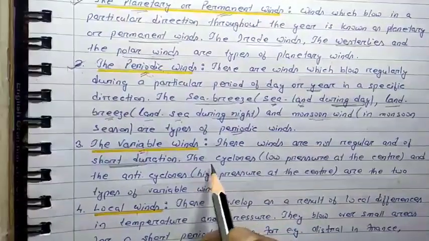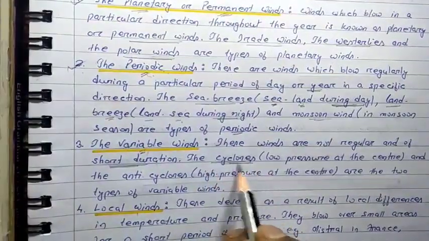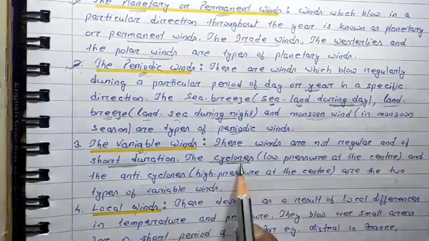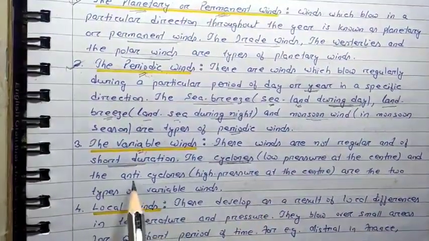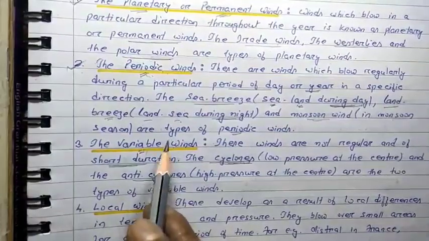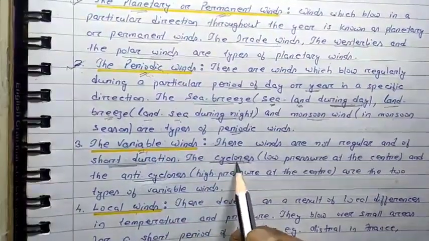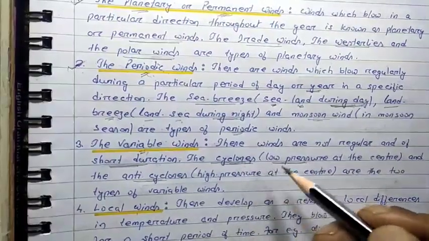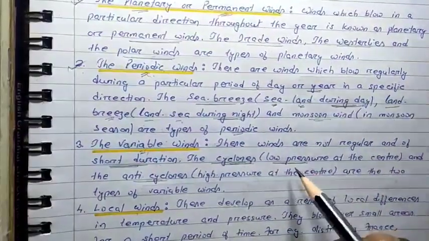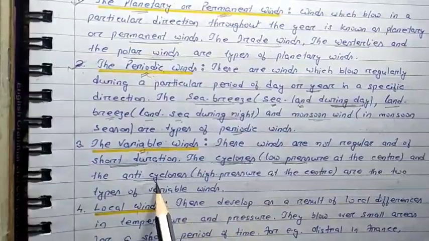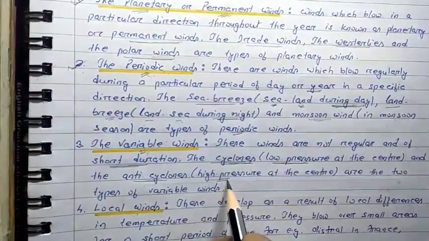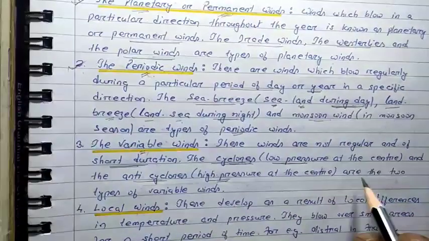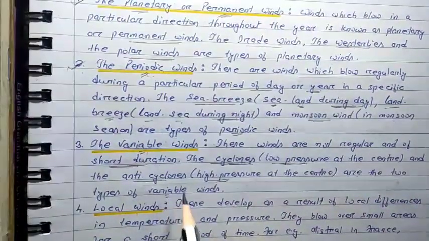For example, cyclones. I hope you have heard about cyclones. It generally brings a lot of destruction to our life and property. Cyclones and anticyclones are the two types of variable winds. In a cyclone, the low pressure is at the center, meaning the wind generally blows upward, and in an anticyclone, high pressure is at the center, that means the wind comes downwards. These are examples of variable winds.